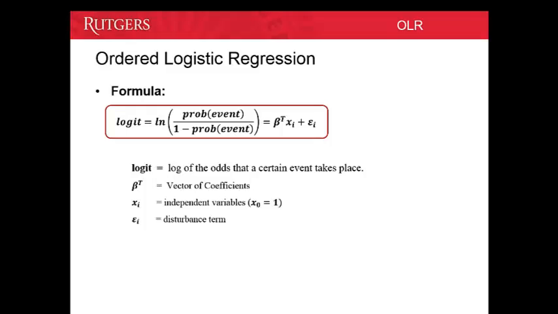So how do we calculate the ordered logistic regression? The formula is very similar to the logistic regression. Again, we have the logit, which is the natural log of the probability of an event happening over the probability of the event not occurring. So it's the log of the odds that a certain event takes place. We have beta transpose, the vector of coefficients. Again, we would have beta 1 x1, beta 2 x2, with x0 equal to 1, and that would make beta 0 the intercept.